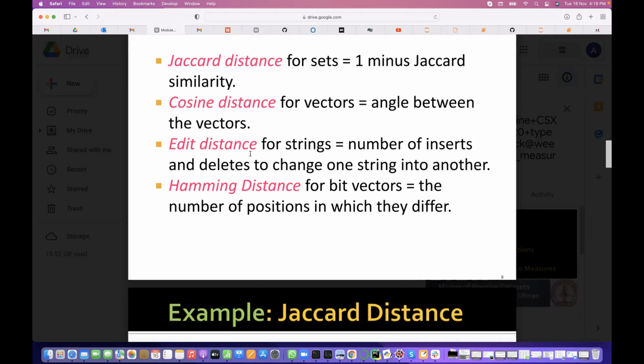Then edit distance, this is important for us. Edit distance for strings is equal to the number of inserts and deletes to change one string into another. Usually it's used when they are trying to find out how spell correction will work. Have you seen, in any editor, that they give you spelling suggestions for words? How does it work?